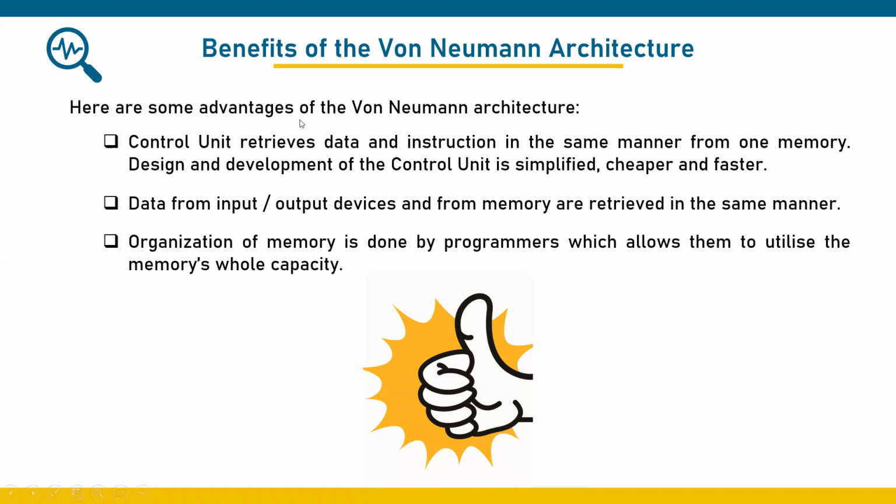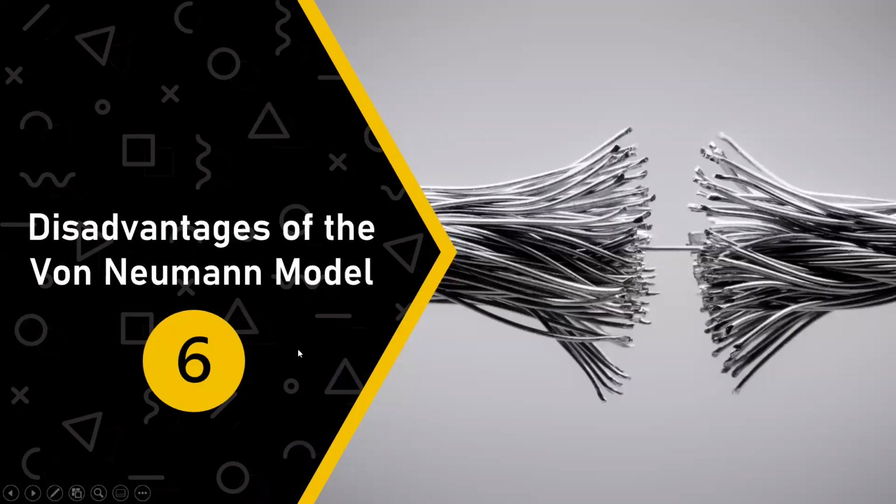Here are some advantages of the von Neumann architecture. First one is the control unit retrieves data and instructions in the same manner from one memory. Design and development of the control unit is simplified, cheaper, and faster. Second one is data from input or output devices and from memory are retrieved in the same manner. Third one is organization of memory is done by programmers, which allows them to utilize the memory's whole capacity. That's all about the advantages of the von Neumann architecture.